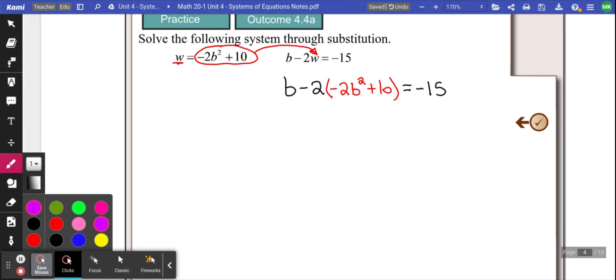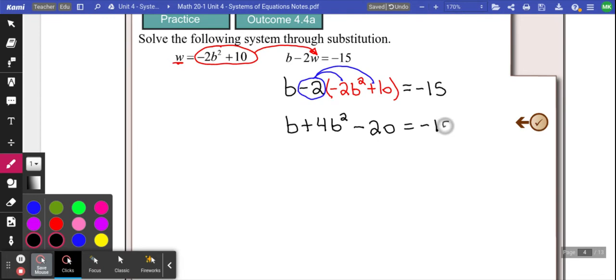This question does have expansion that has to go on. Notice that this is a negative 2 that needs to come into the brackets. Be very careful that it's negative 2. So it becomes b, and then plus 4b squared, which most people are usually good with, but then it's minus 20. Right? Be very careful that it's a minus 20 and not a plus 20. Equals negative 15.